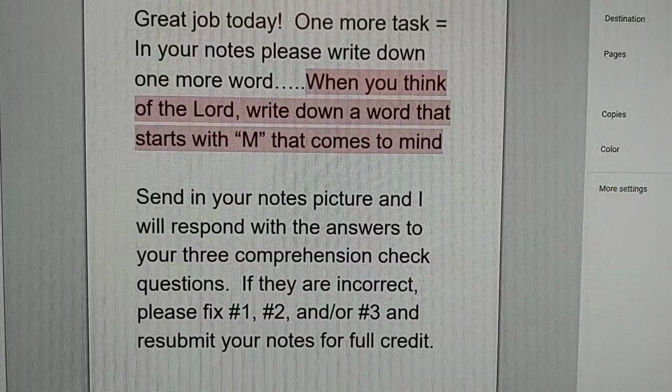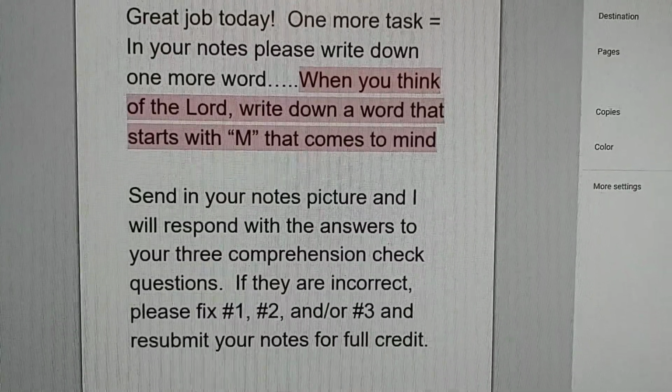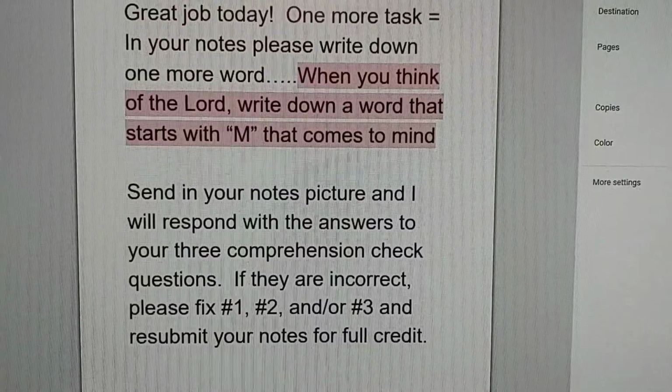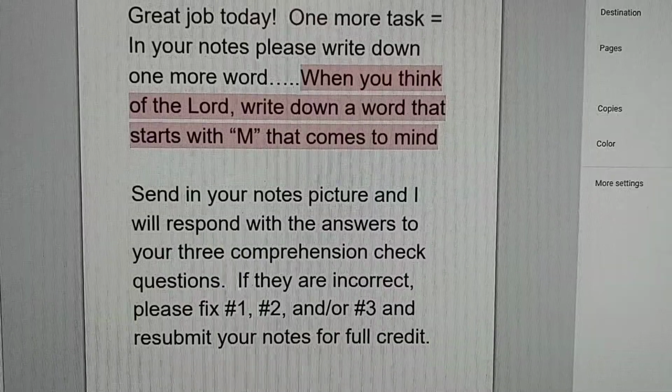Then you're going to send in your notes picture. I will respond with the answers to your 3 comprehension check questions. And if they are incorrect, I'm going to ask that you fix number 1, number 2, and or number 3, and then just resubmit your notes to get full credit.